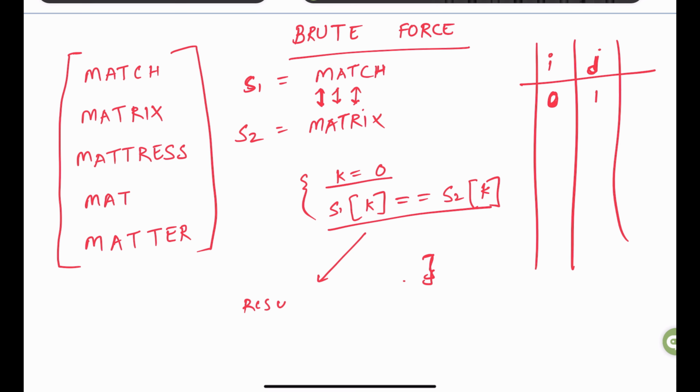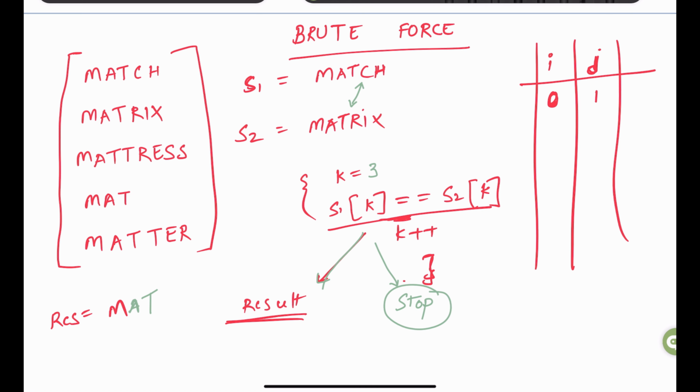Let's call it results. With k equal to 0, both strings s1 and s2 have m at that position, so we'll add it to the result variable and increment the k pointer. With k equal to 1, the corresponding characters are a and a in s1 and s2. As they are equal, we'll append it to the results variable and continue the iteration. Now with k equal to 2, the corresponding character is t in both s1 and s2. As they are equal, we'll add it to the results variable. With k equal to 3, the corresponding character in s1 is c, while in s2 is r. As they are not equal, we'll stop the iteration and save the results variable.